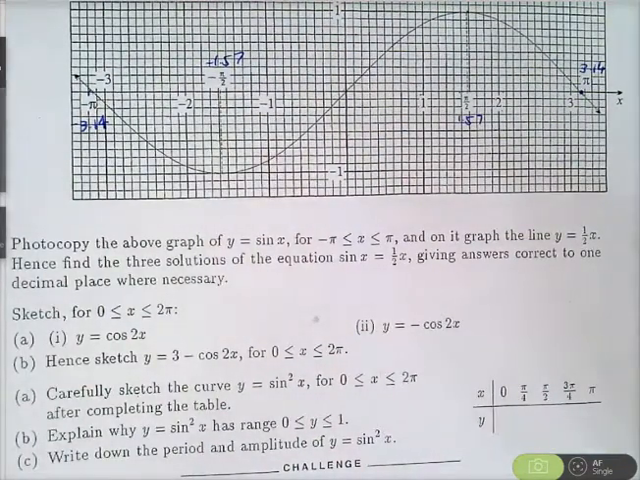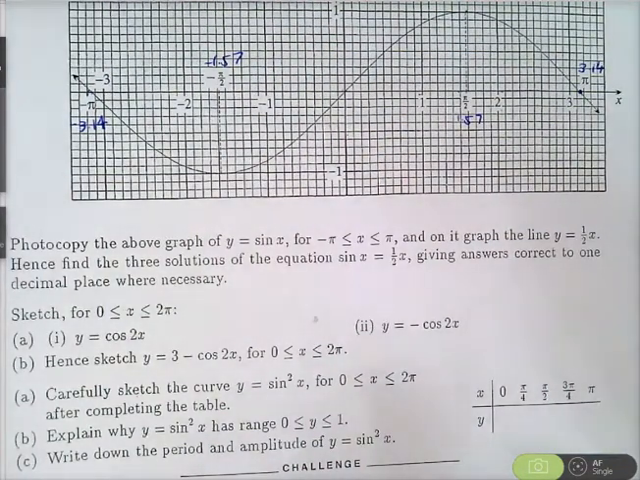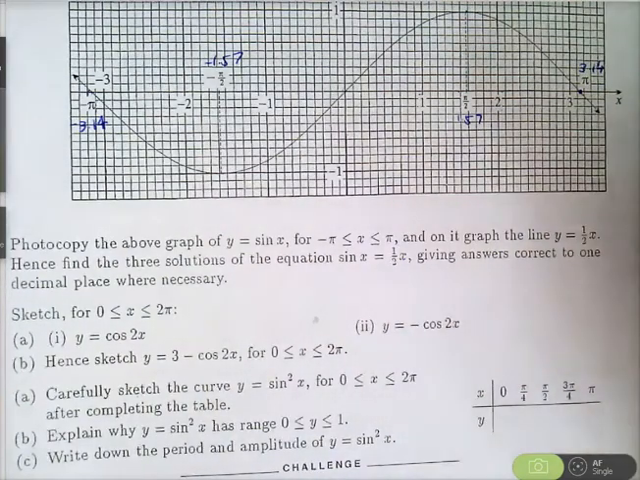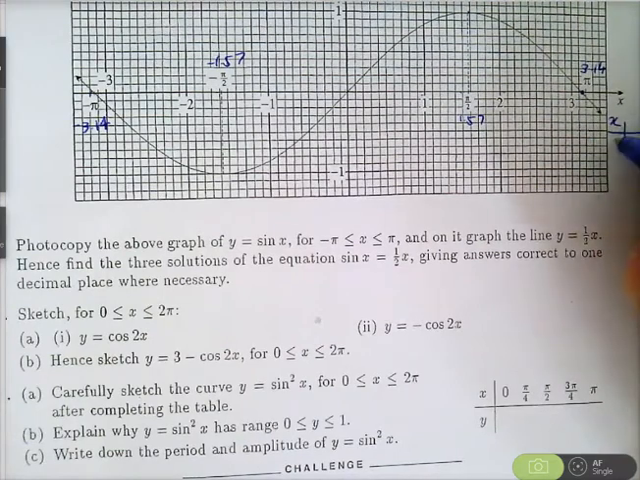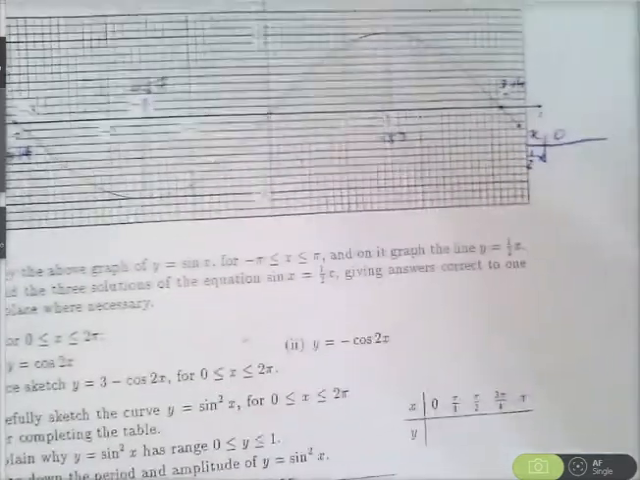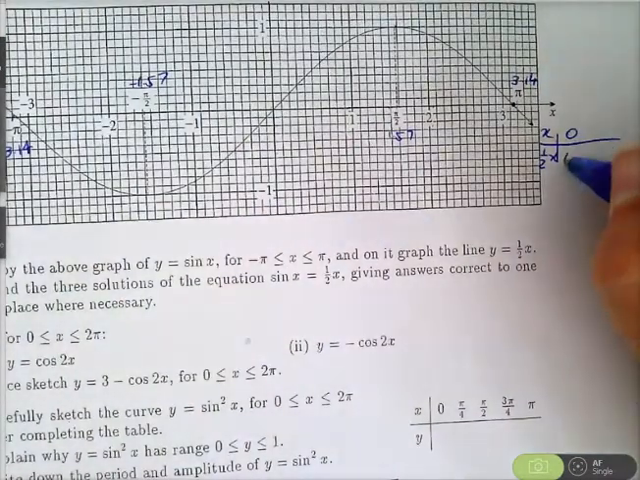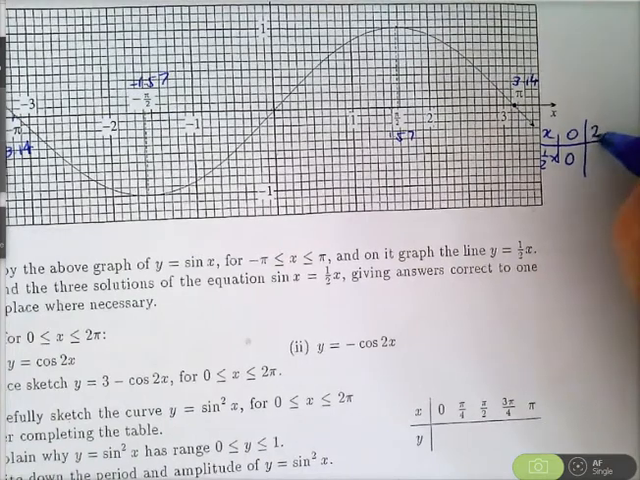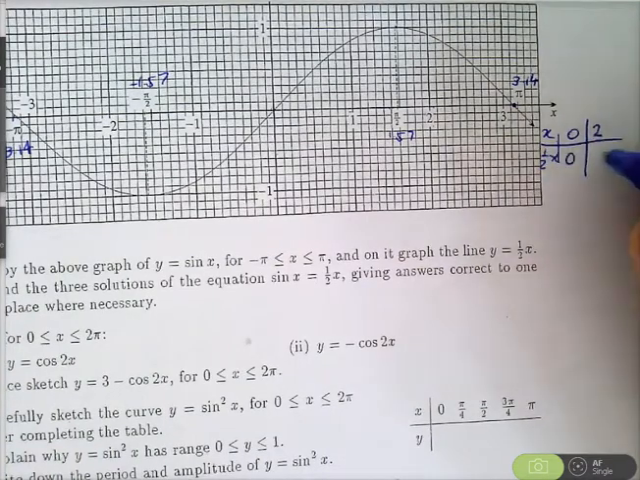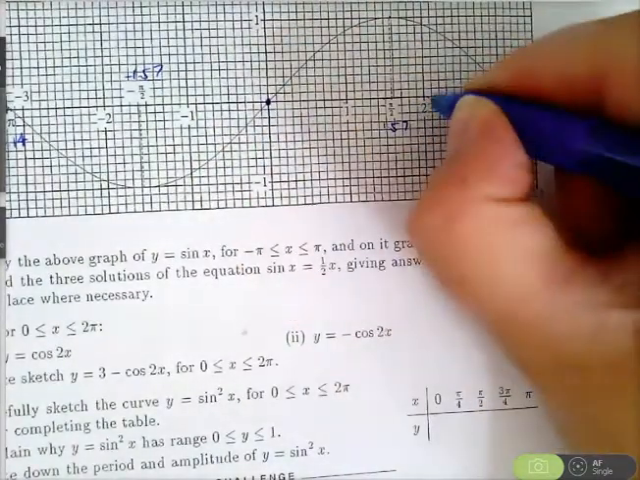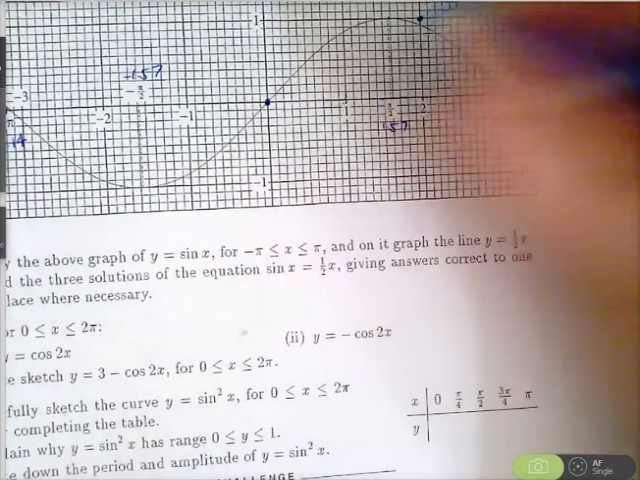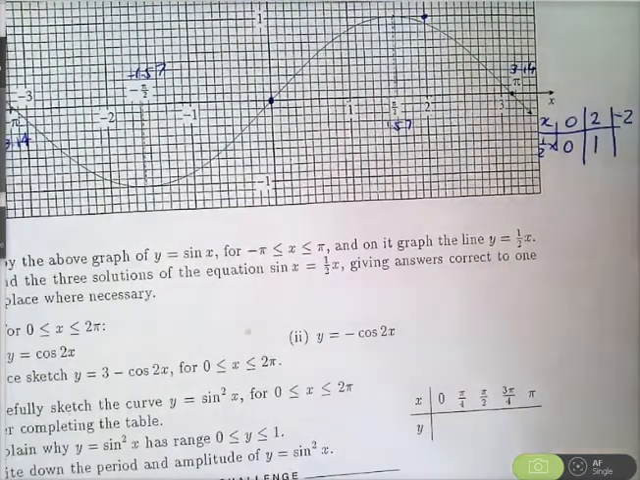Okay, so now we've been asked to graph the line y equals a half x. So for y equals a half x, just doing a table of values here, when x is 0, y is 0. When x is 2, 2 times a half is 1, so that's probably the best value to do. When x is 0, y is 0. When x is 2, y is 1. And I'm going to do also when x is negative 2, a half of negative 2 is negative 1.